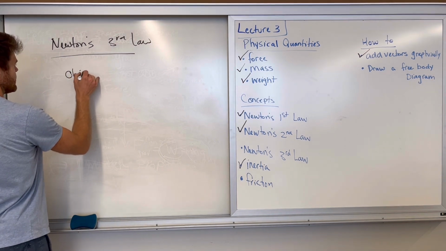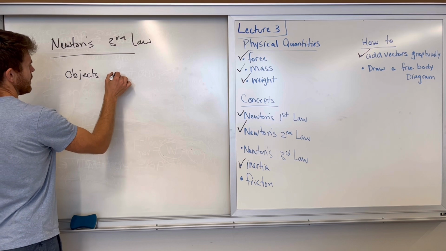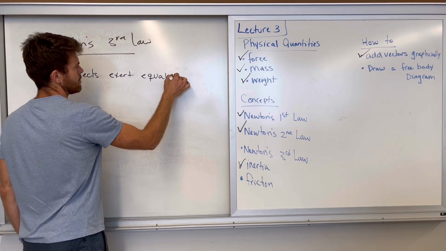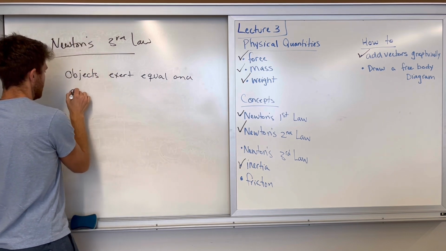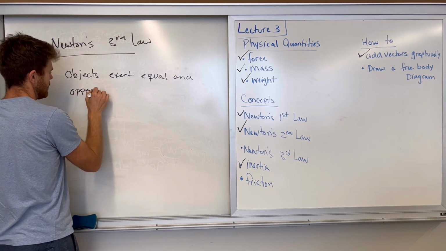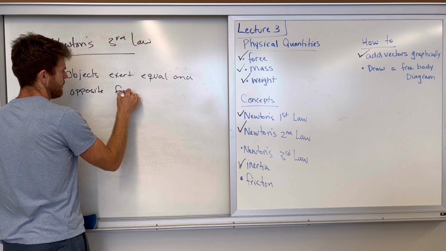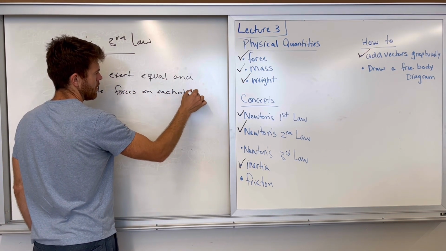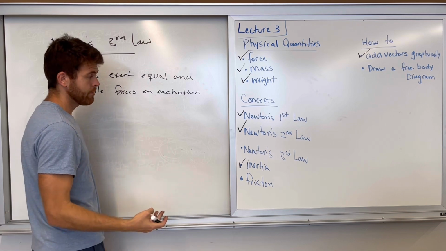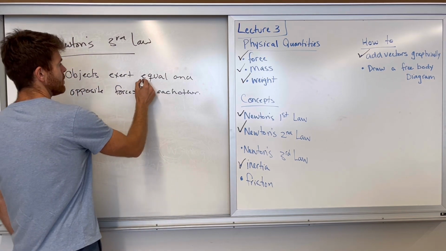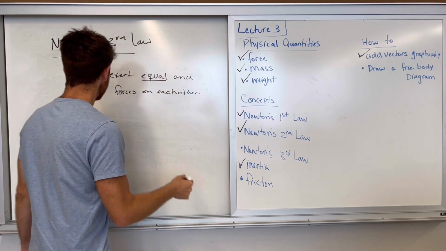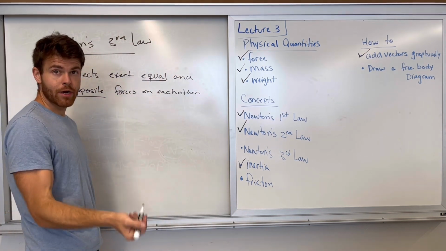So objects exert equal and opposite forces on each other. That's if they're exerting any force on each other. Equal is the magnitude, how strong the force is, and opposite is referring to the direction.